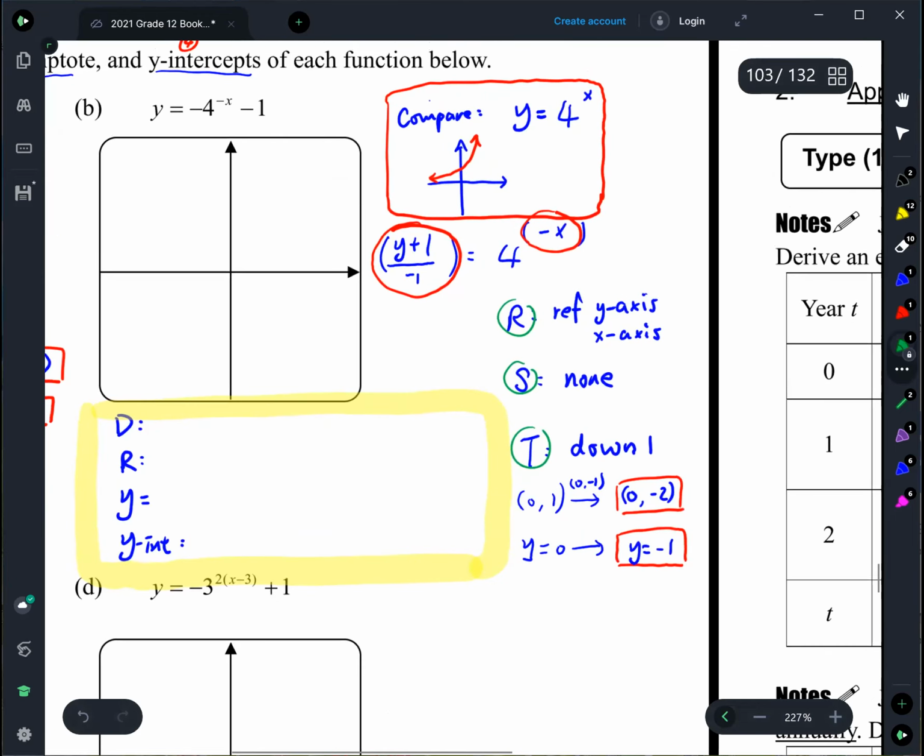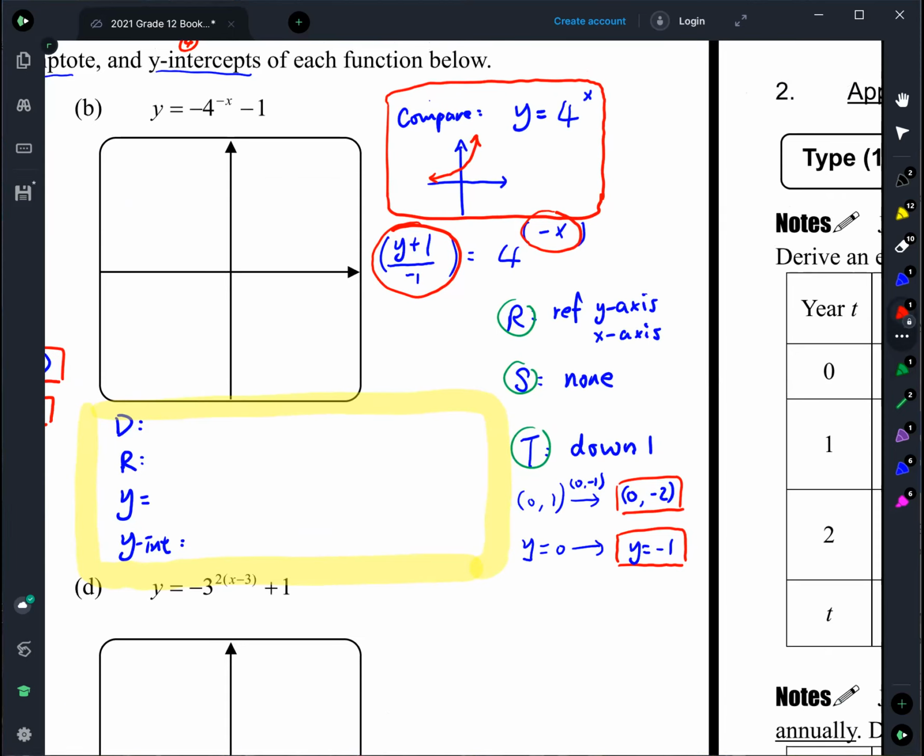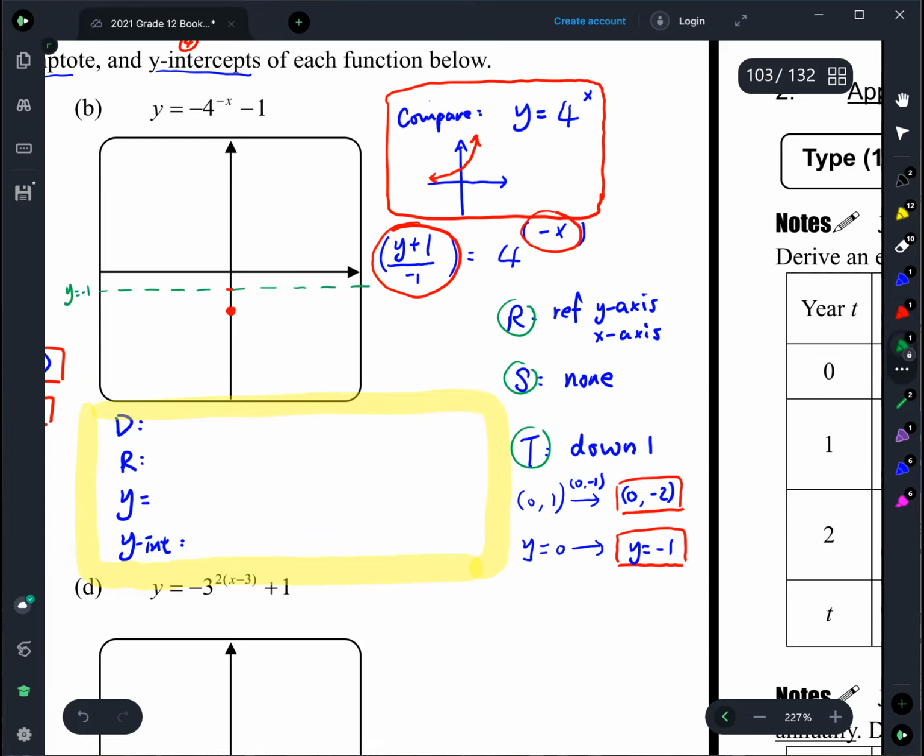Okay, let's draw the point first. 0, -2. A point there, 0, -2. Y equals -1, so that means the asymptote line is here. This is y equal to -1. So where does it curve? The y-intercept just happens to be 0, -1. Okay, so we got it. There's no new place.